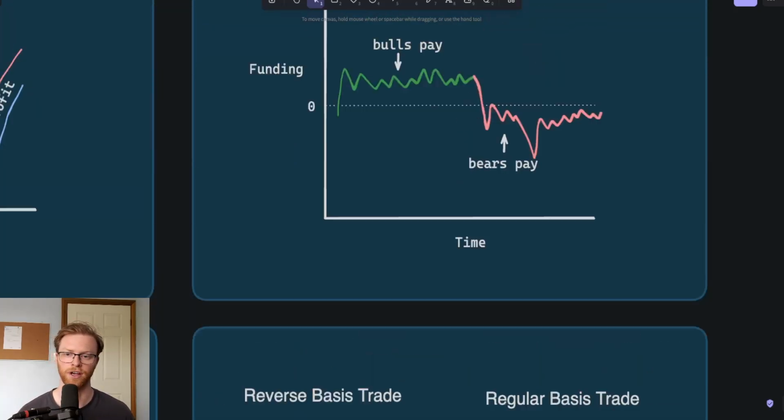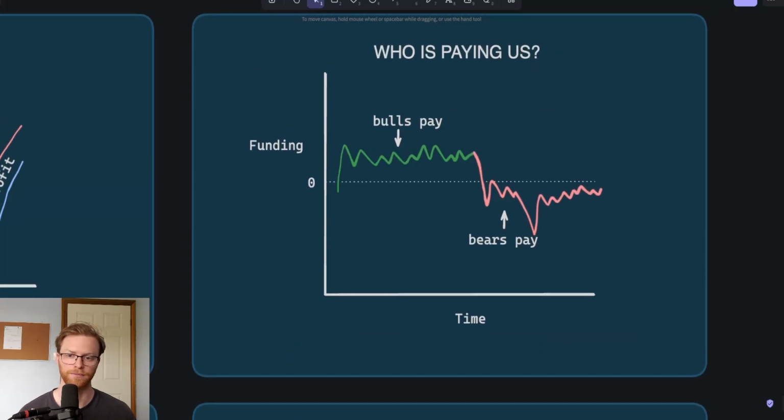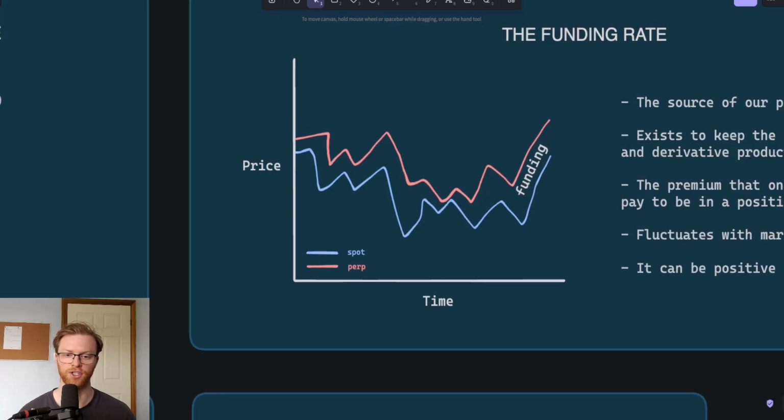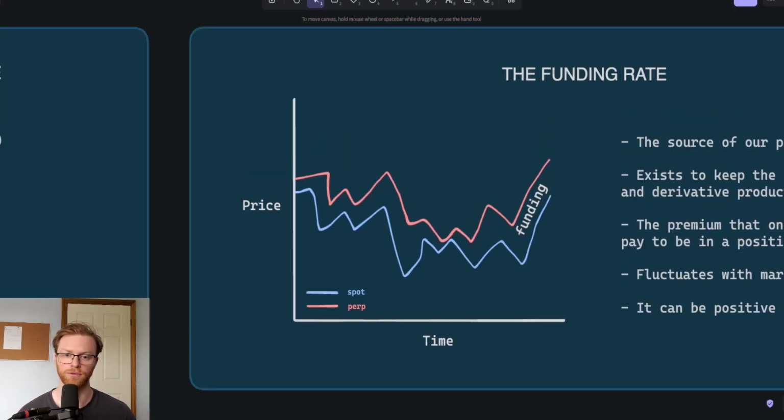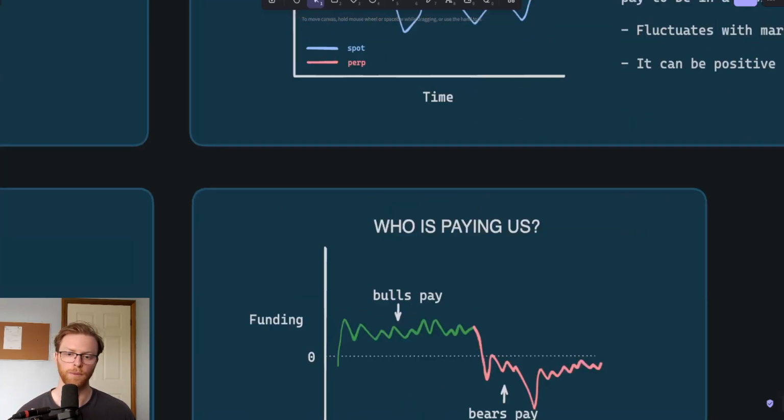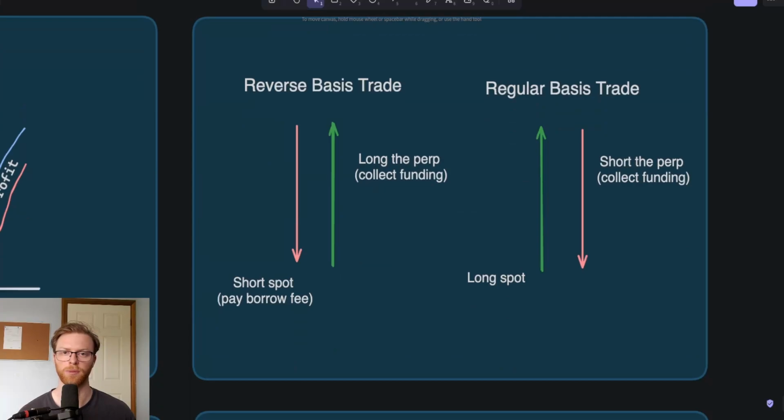If we go back up to our diagram here, bulls are paying. So bulls are paying in a regular basis trade. We are taking advantage of higher perpetual contract prices compared to the spot price, and our funding is the difference between the two. So what we do in that situation is we short the perpetual contract. That gives us our short position where we profit if the market goes down. At the same time, we're longing the spot. So we've got a short position, but then we long the spot.